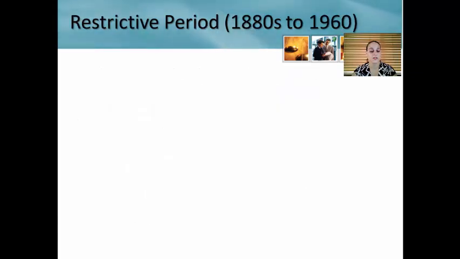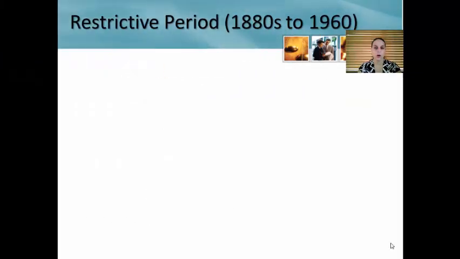Okay, so let's go to the restrictive period. So what's going on around the 1880s to 1960s in the United States? If we think a little bit more about this time period and the events that were taking place, we know that there was World War I and II. Actually, there were multiple wars. There was the Cold War against Russia, which was actually a very important time period for the United States and its identity.